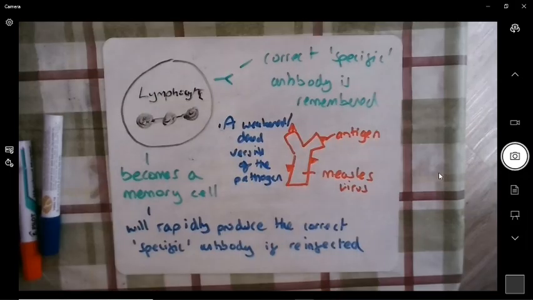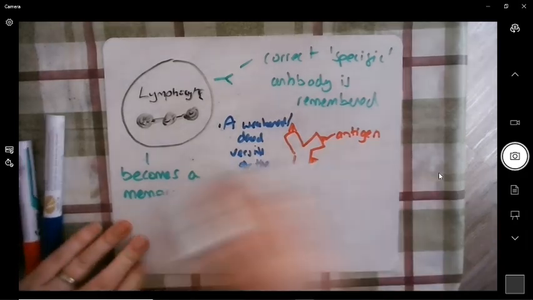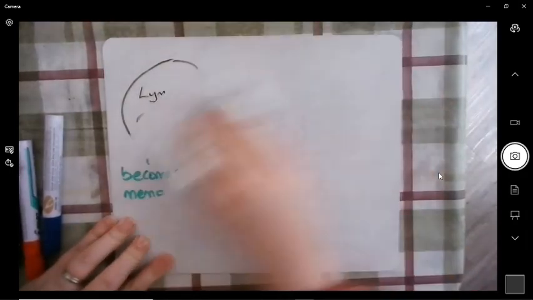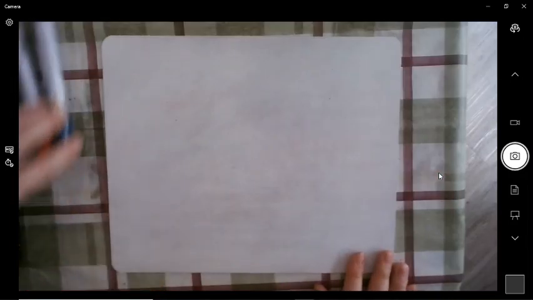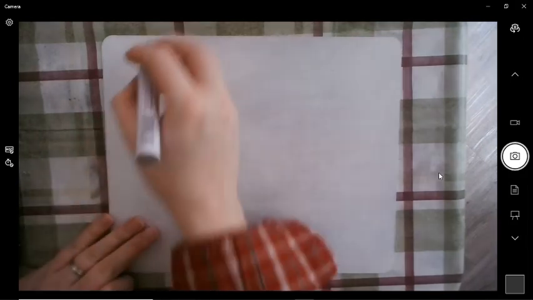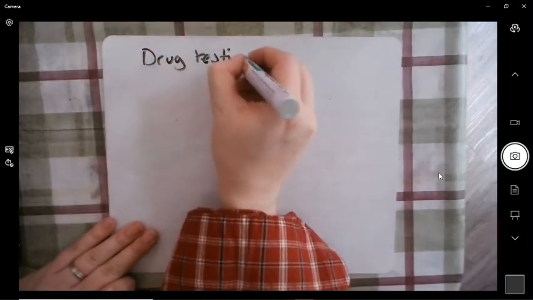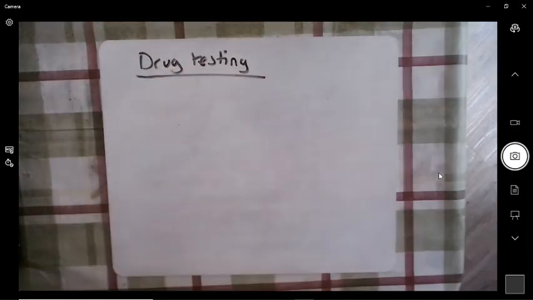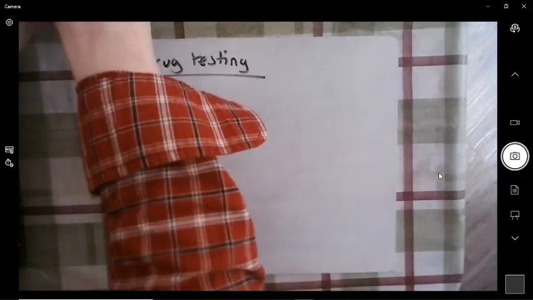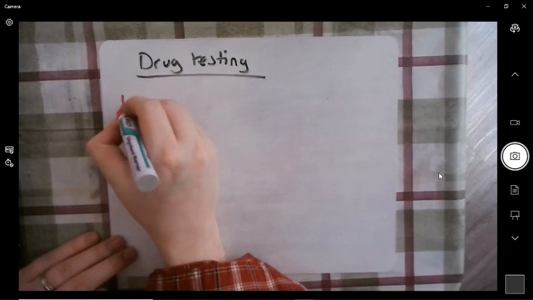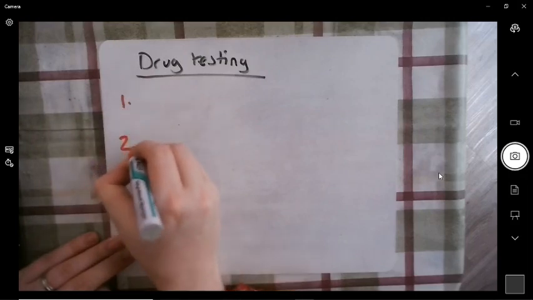Right, last little bit then. If we're developing vaccines, if we're developing new drugs, like antibiotics to try and treat diseases, it needs to be highly regulated to ensure that it is safe and effective. So there's a lot we could talk about with drug testing, but I'm just going to focus on the 4 key stages of drug testing.